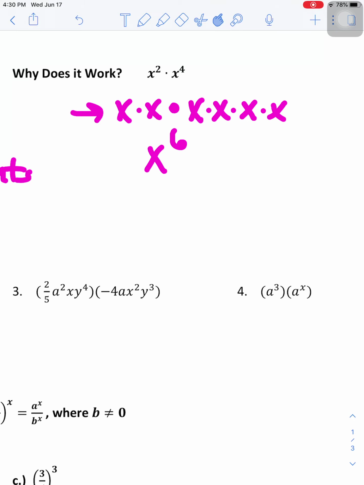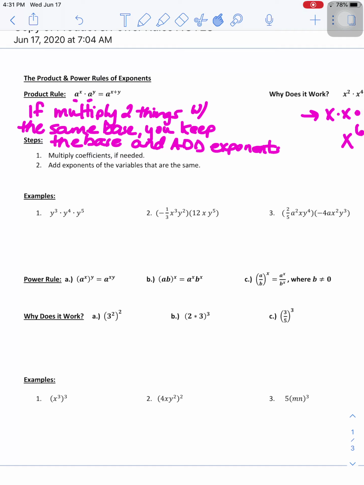Now, if you just preview the 3 examples I have here for the product rule, you're going to see they're a little bit more complex. Well, in number 2 and number 3, for example, there are coefficients. Coefficients are the numbers in front of the variables. So we need to talk about how to deal with those. If you take a look at the steps, it says we're first going to multiply any coefficients if needed, and then we're going to add the exponents of the variables that are the same.